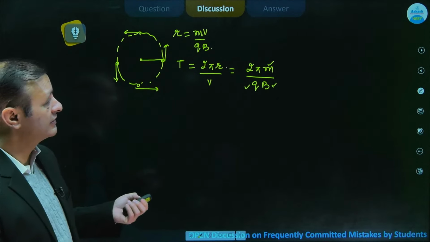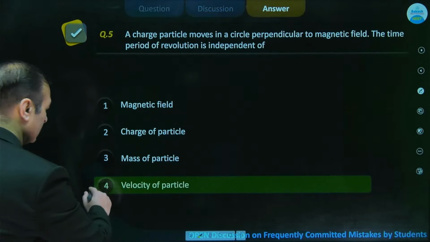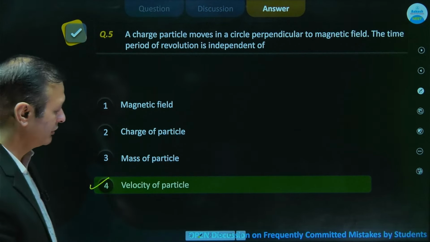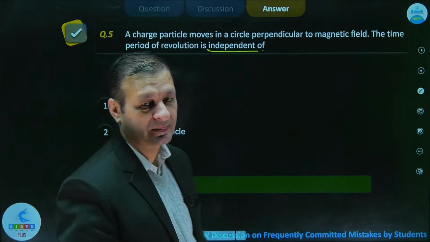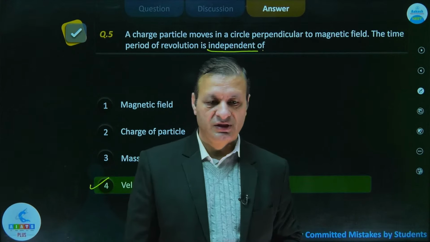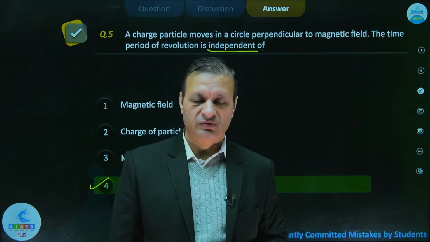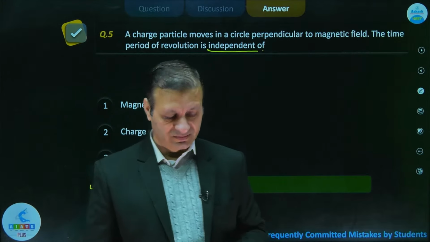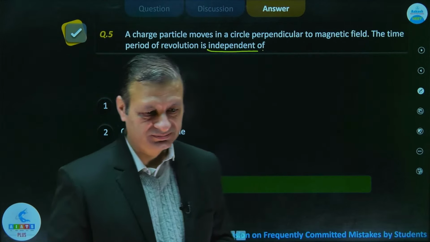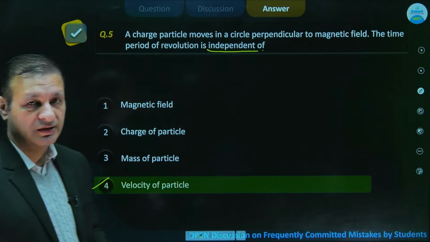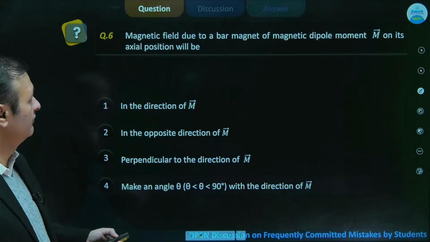What other areas can be asked from this? So velocity of the particle is the correct choice, which the time period is independent of. Any doubt? Speed is constant, so kinetic energy would remain constant, yes. I think Sharma ji, you got the answer. Okay. Now, any doubt? Shall we move?